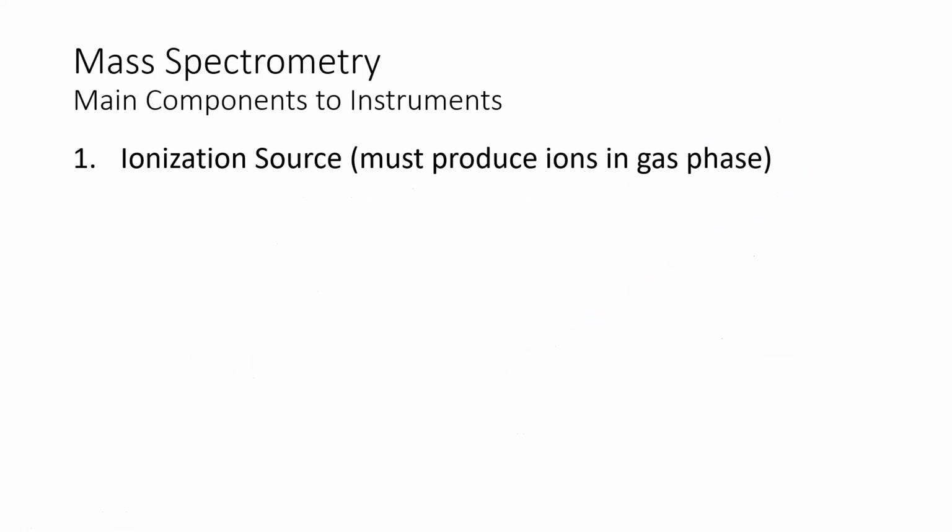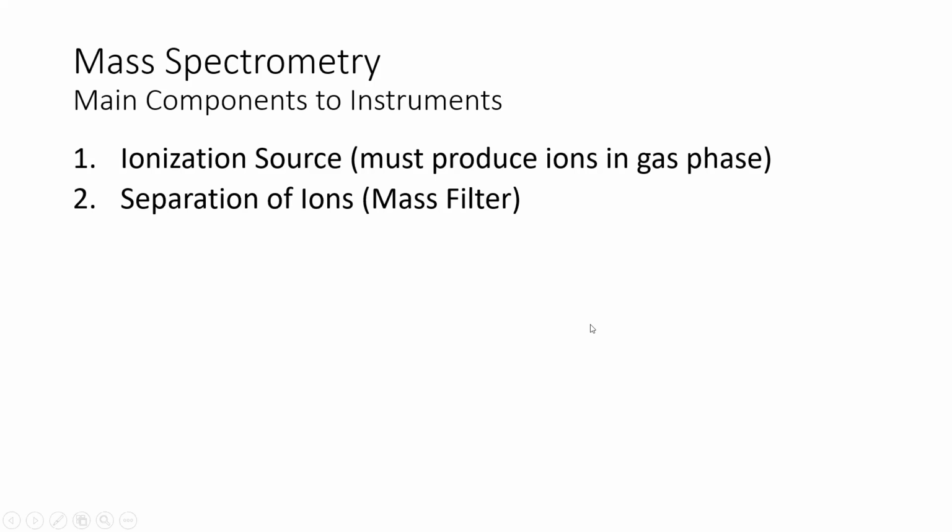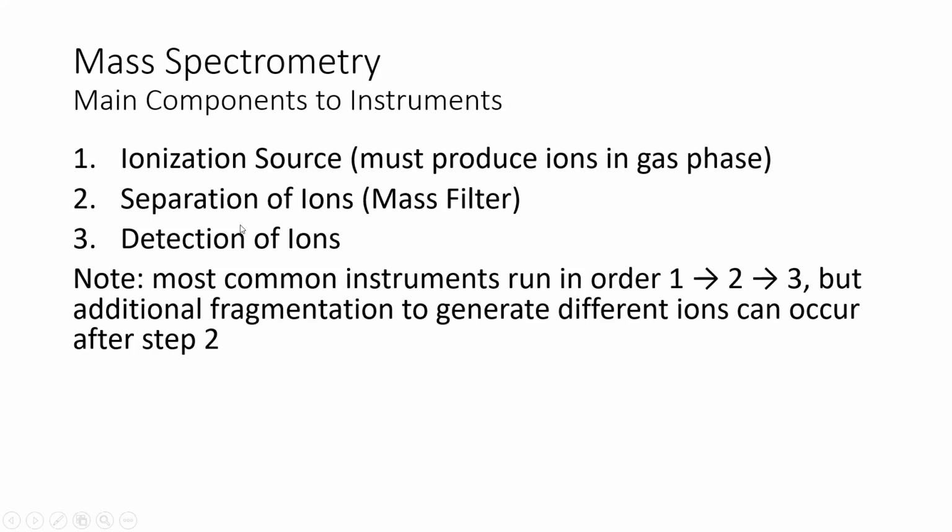So what are the main components of the instrument? You have the ion source, or ionization source, which will convert the molecule into the gas phase. Then we have the mass filter that separates the ions. We have the detector that detects the ions. So the separation of ions is through the electromagnetic region. Then the ions are detected. Most of them run in this order from 1 to 2 to 3.